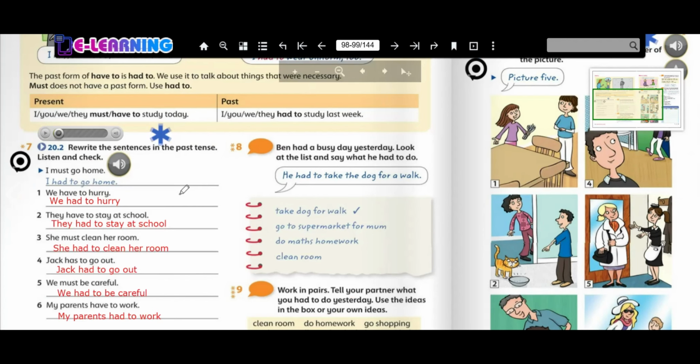All right, so these are the answers, okay? And remember that had to is also followed by a verb in base form. See that? Hurry, stay, clean, go, be, work, right?